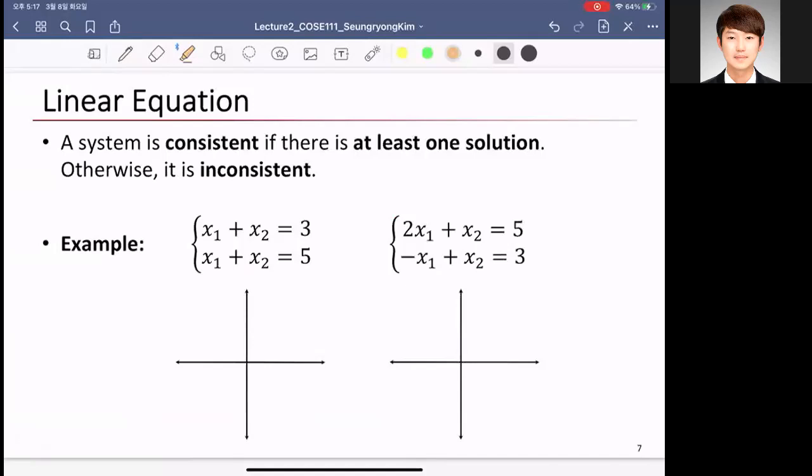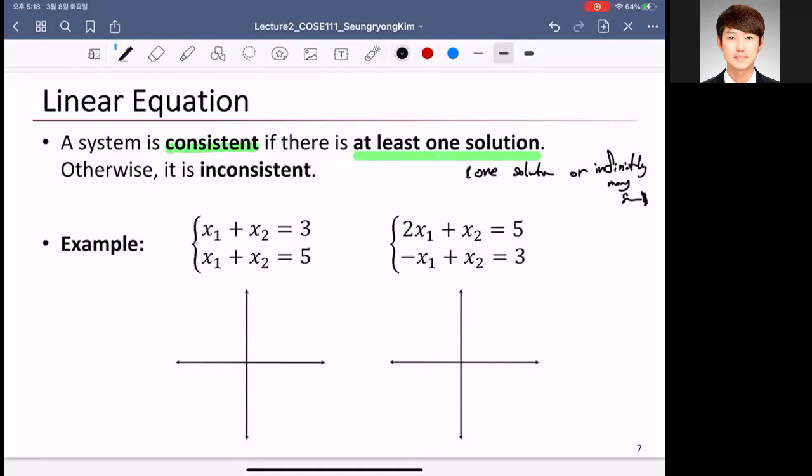Okay, then we need one more concept: consistency, or consistent. A linear system is called consistent if there is at least one solution. At least one solution. So as we discussed in the previous slide, one solution or infinitely many solutions.